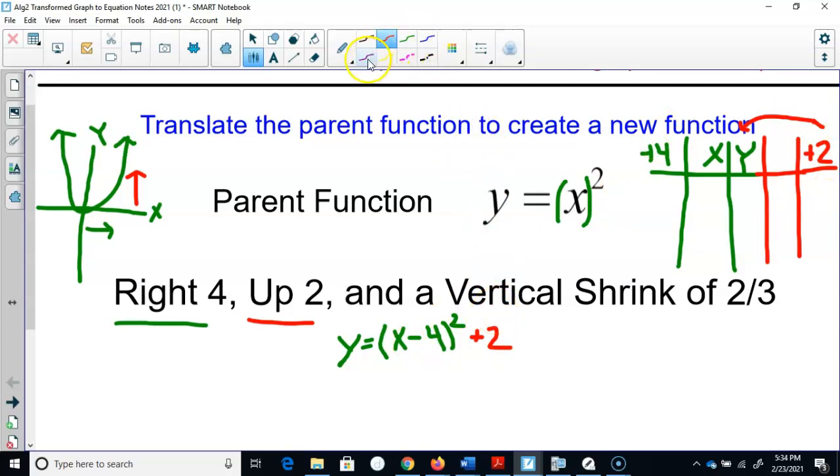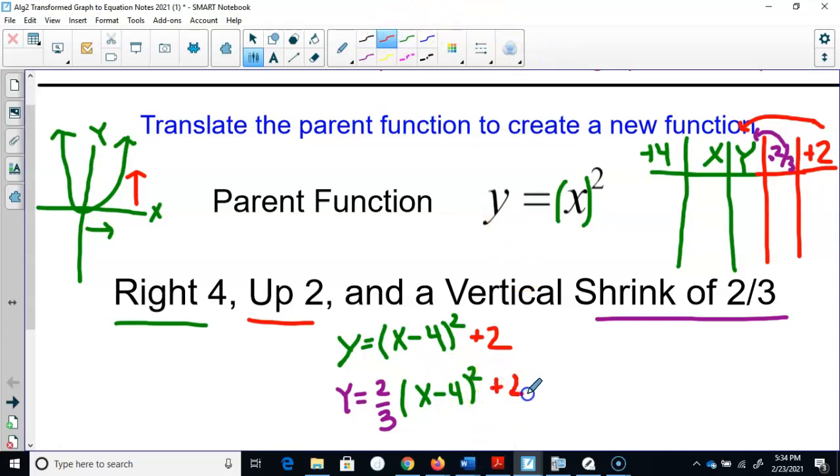Next, we have a vertical shrink of 2/3. A vertical shrink of 2/3 means we're multiplying this y value by 2/3. Again, y is outside the grouping symbol here. I'm multiplying that on the outside here. I'm multiplying that group by that grouping symbol. So y equals 2/3 times x minus 4, squared, plus 2. And there's my final function. Let's keep practicing, you guys.